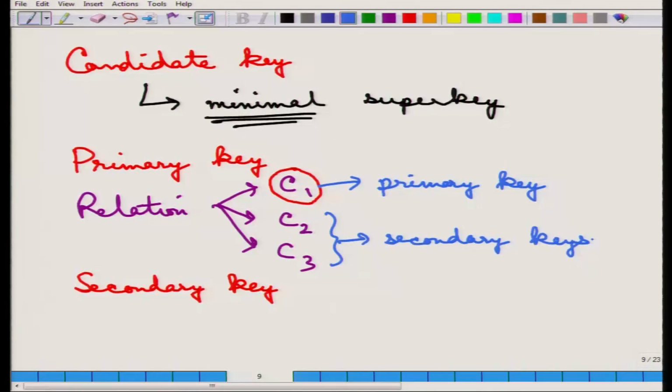So to repeat, a relation may have multiple candidate keys. One of the candidate keys is designated as the primary key, and the rest are secondary keys. Now if it happens that a relation has a single candidate key, that candidate key is of course the primary key, with no secondary keys.